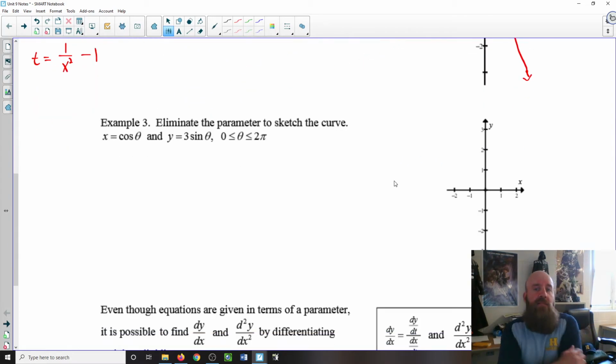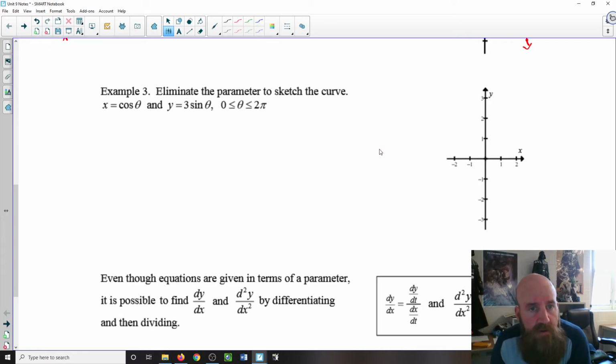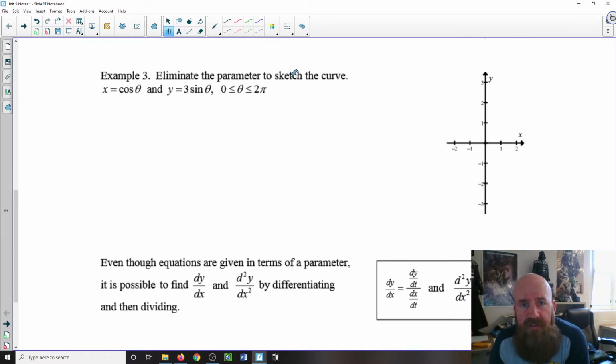All right, last problem for this video for the algebra part of parametrics. Eliminate the parameter to sketch the curve. So we're doing the same thing: we're converting from parametric to rectangular. This is a little different though, because we have cosine and sine. We have theta in here, and theta is between 0 and 2 pi.